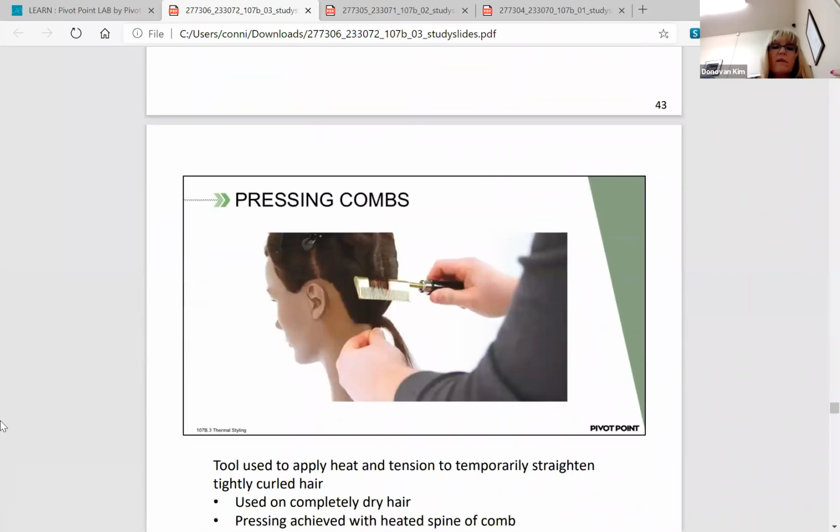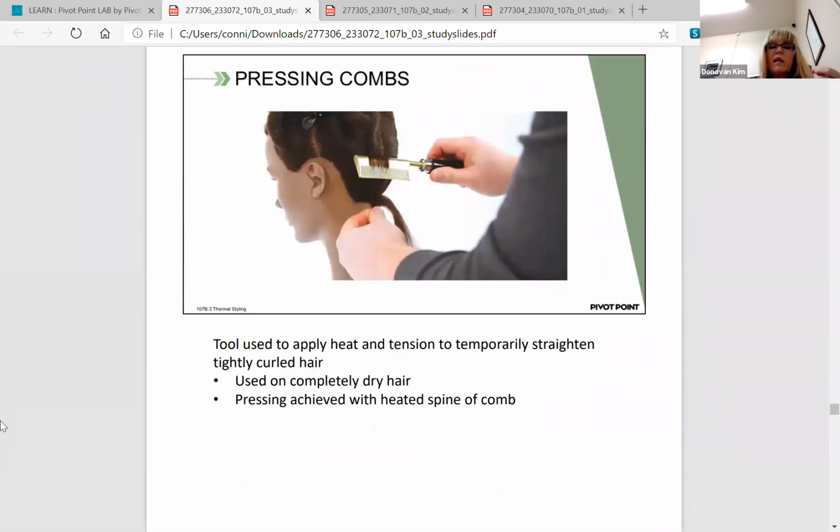Pressing combs are another thing. They're used to apply heat and tension to temporarily straighten tightly curled hair. You want to make sure that the hair is completely dry before you put any of this thermal stuff in the hair. And with these combs, everyone thinks as soon as you put the comb in the hair, you comb it down, but actually the spine of the comb is what's doing all of the straightening.